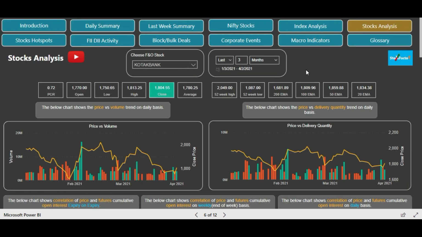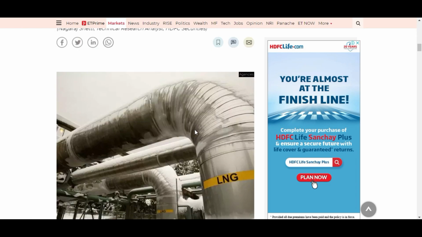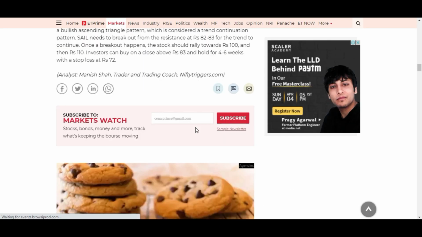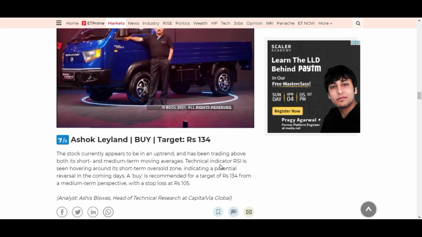So friends, now let's take another example. As I mentioned, let's take an example of a stock for which a recommendation was given recently. If we go to Economic Times, I've opened one article. You can see here that on 1st of April, which is last Friday, a few stock recommendations were given. We'll take one example from Gujarat Gas, SAIL, Britannia, Ashok Leyland. Let's take Ashok Leyland, because recently we have also seen the auto numbers coming up and they were good, right?